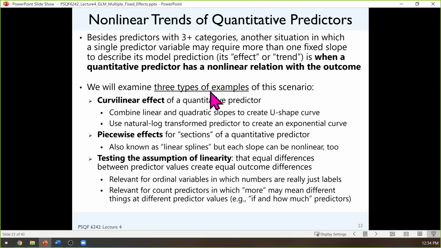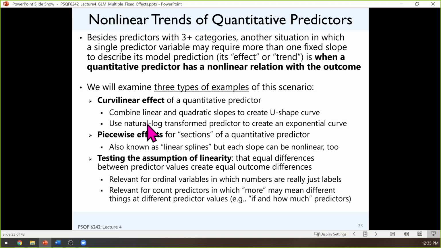So 3 different examples that I want to show you in this unit. Curvilinear effects. So we can combine what's known as linear and quadratic slopes. So if you put in a predictor that's quantitative and you fit a slope to it, that's a linear slope. You can take that predictor and square it, and the slope that is applied to that squared predictor is known as a quadratic slope. So that's what we had started talking about last time. And those combine to create a U-shaped curve.